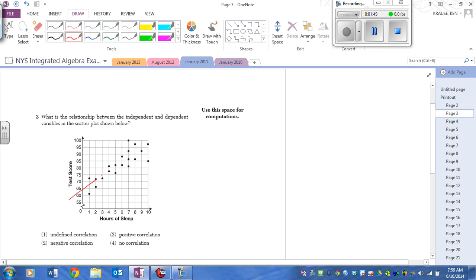Oh, here we go. We've seen this one before. Here's the line of best fit. It's got a positive correlation. Discussed this already a few times.